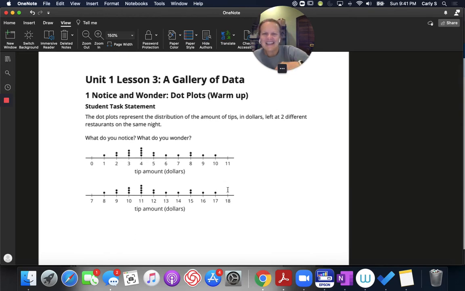We are in lesson 3 of your unit 1, and we want to talk about a gallery of data.